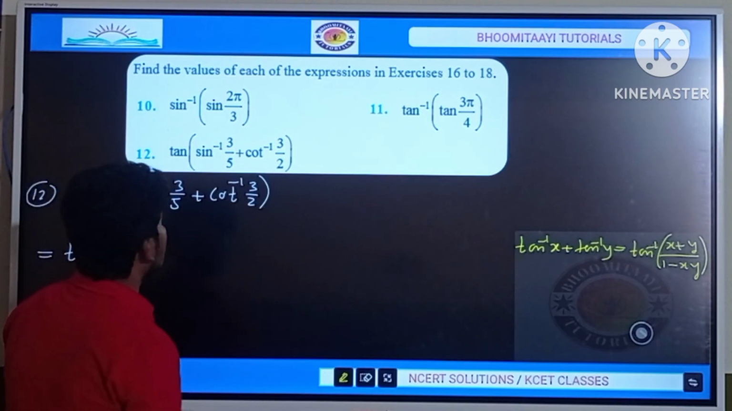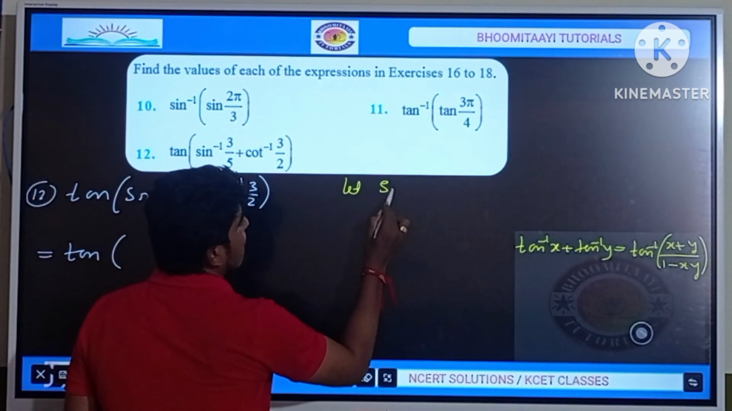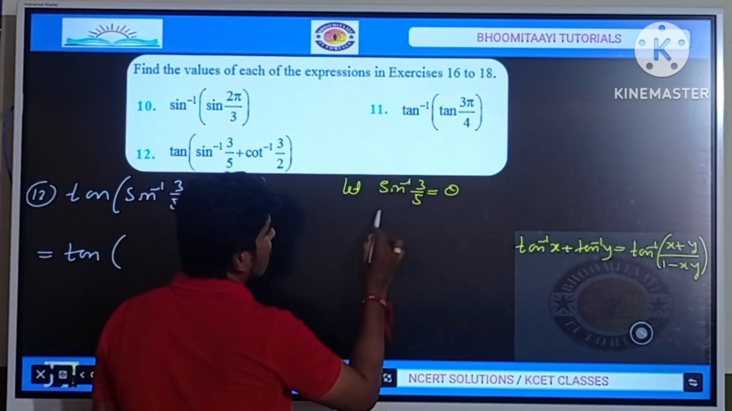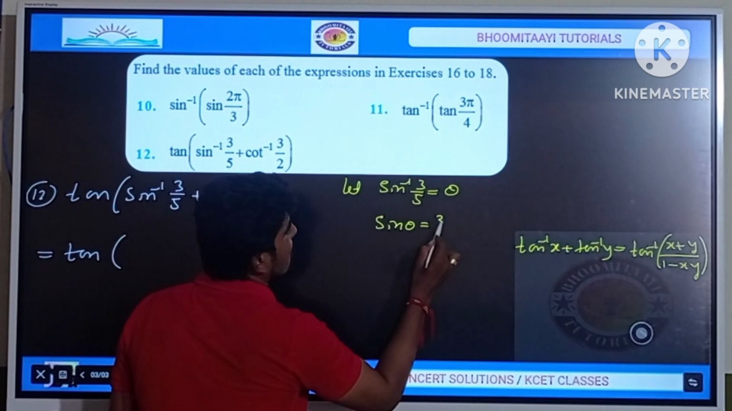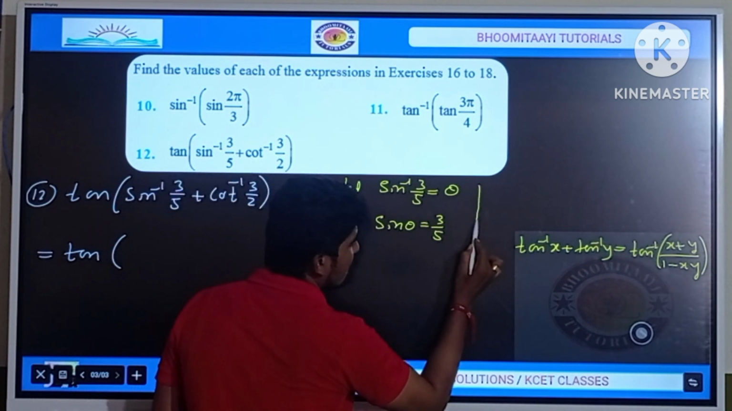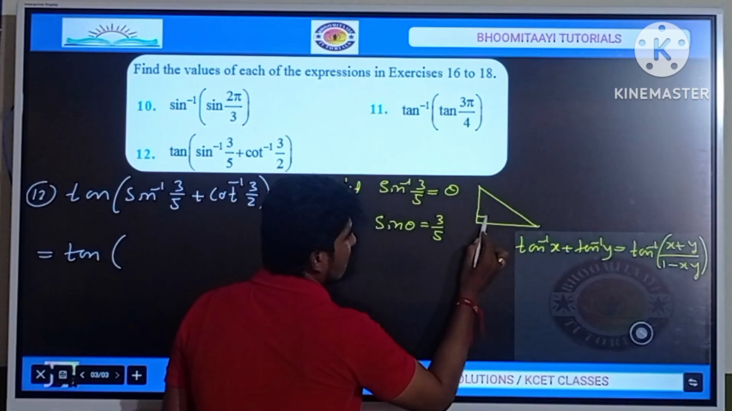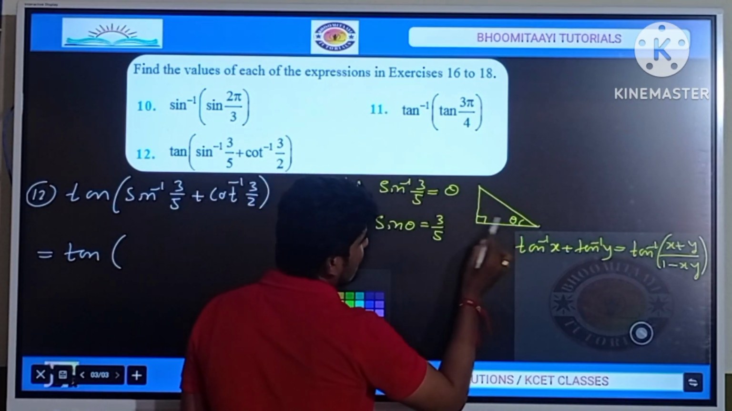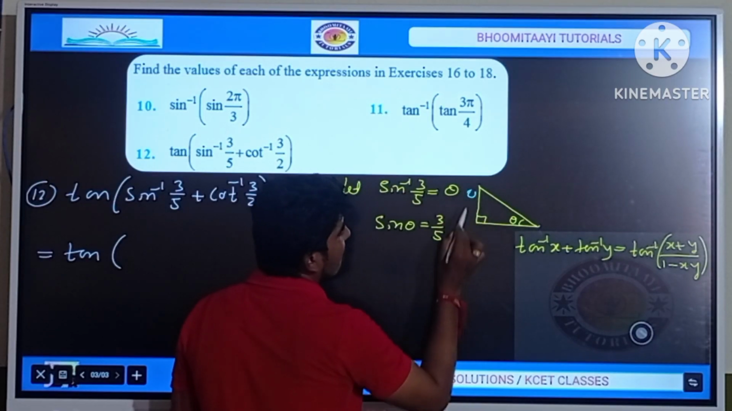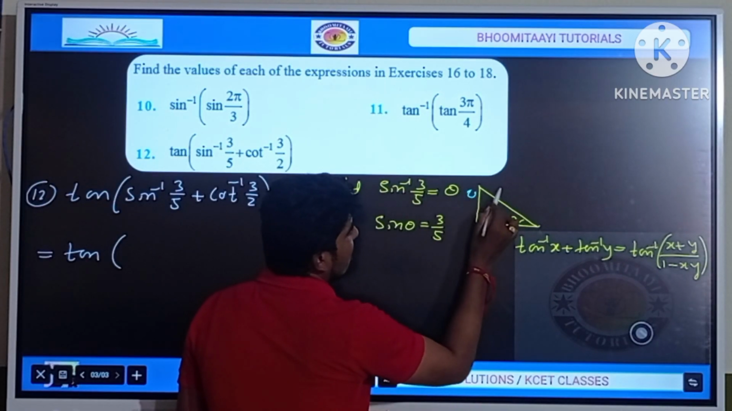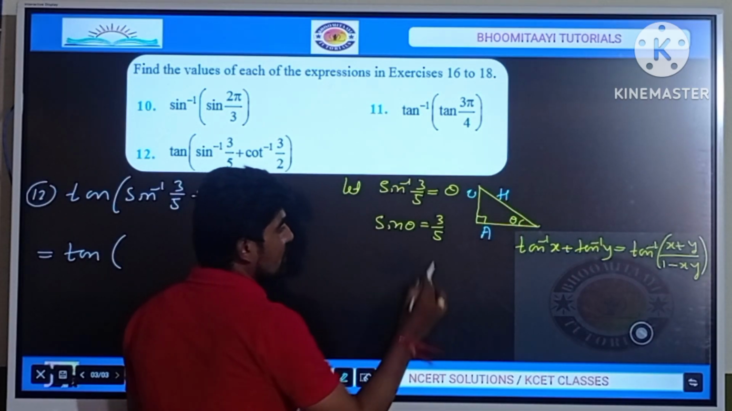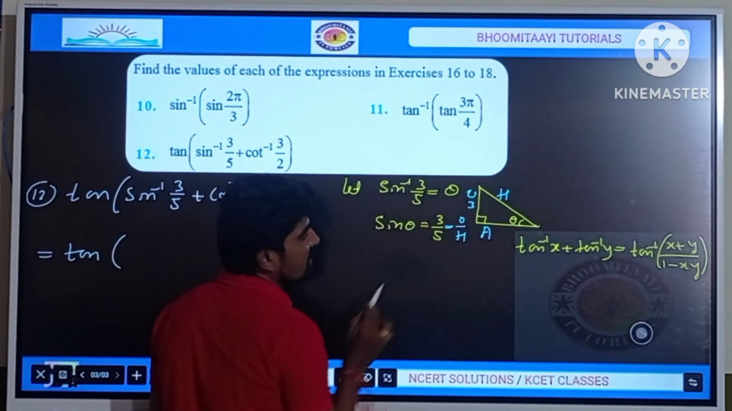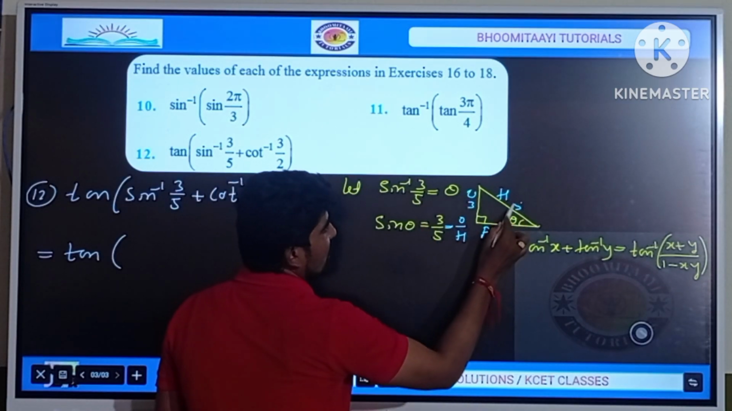So for that, let sin inverse 3 by 5 be equal to theta. It means sin theta is equal to 3 by 5. So now by using the right angle triangle concept, suppose this is 90 degrees, and this is the measuring angle theta. For this angle theta, this is the opposite side, this one is the adjacent side, and this one is the hypotenuse. We know that the definition of sin theta is opposite by hypotenuse. Therefore the length of the opposite side is 3 and the length of the hypotenuse is 5.